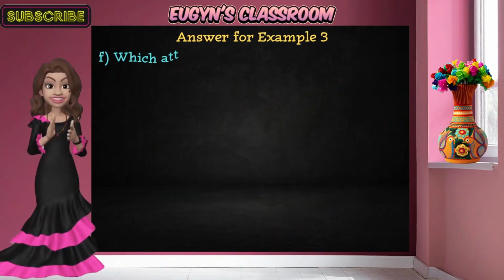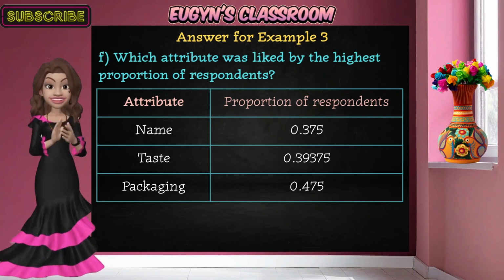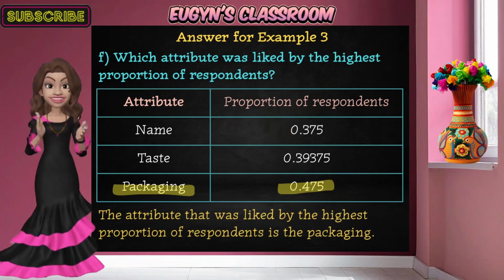In part F, we are asked which attribute was liked by the highest proportion of respondents. Looking at the results that we got before, the highest proportion is 0.475. Hence, the attribute that was liked by the highest proportion of respondents is the packaging.